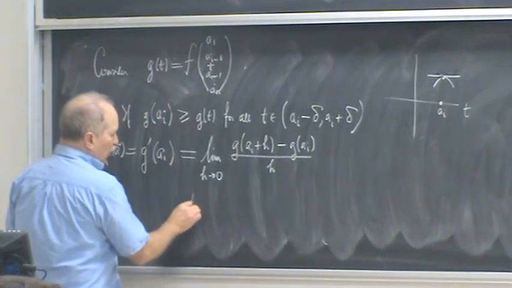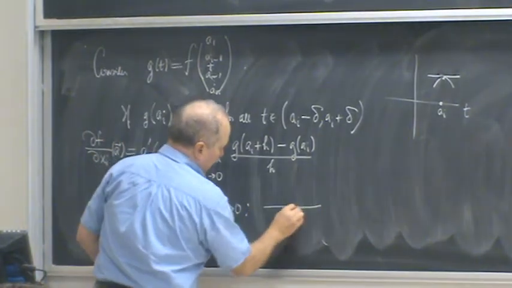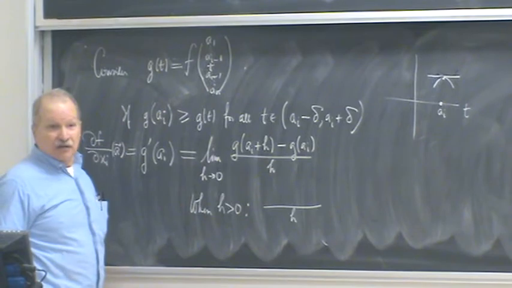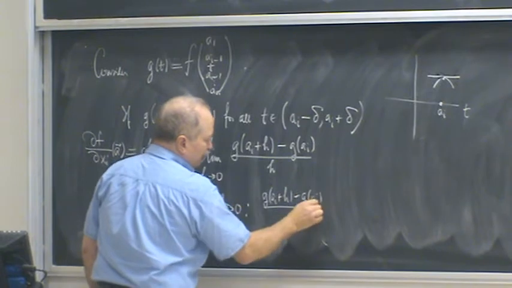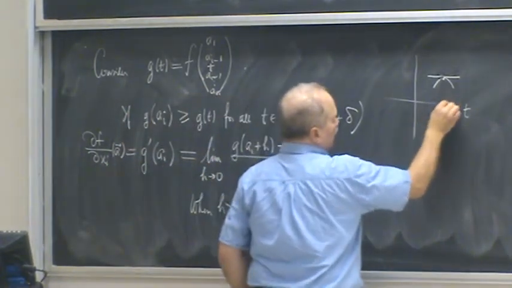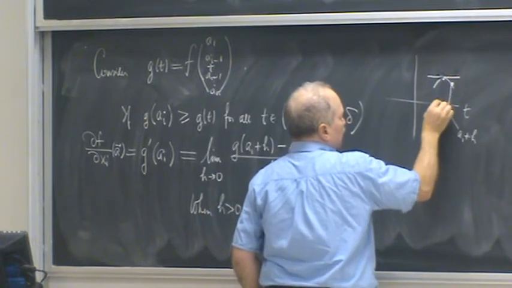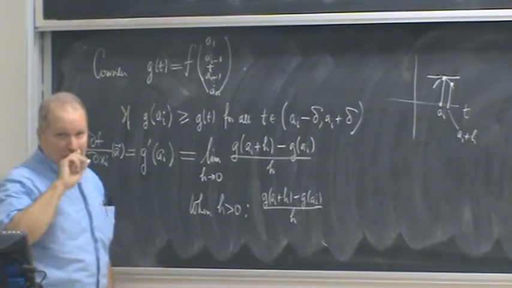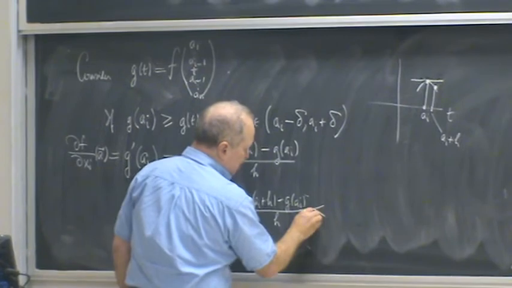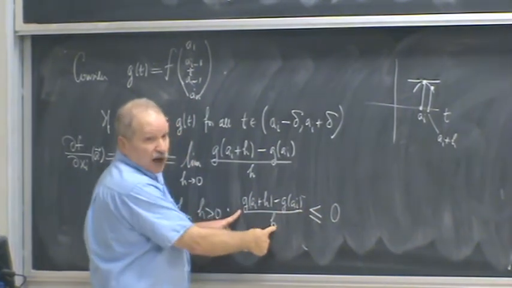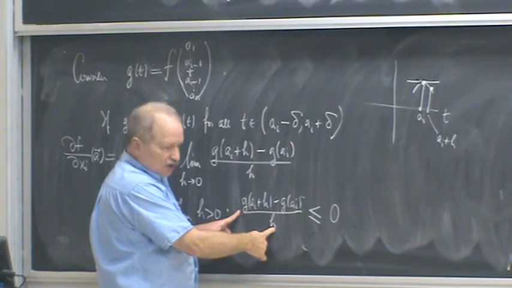Well, when h is positive, I have a positive number in the denominator. And what do I know about the numerator? What do I know if I move over here to a plus h? What do I know about the function value there compared to the function value there? Less or equal. So this is less than or equal to 0 divided by a positive, which is negative, less than or equal to 0.